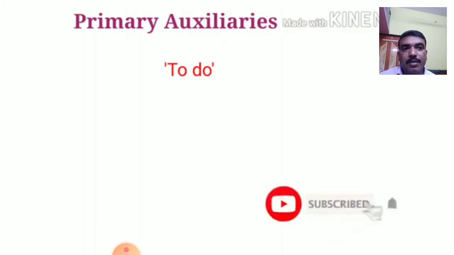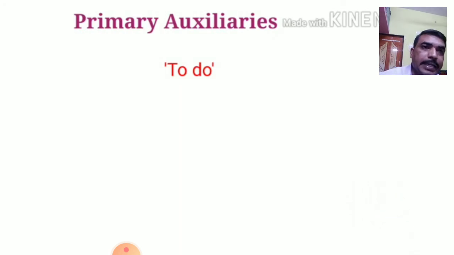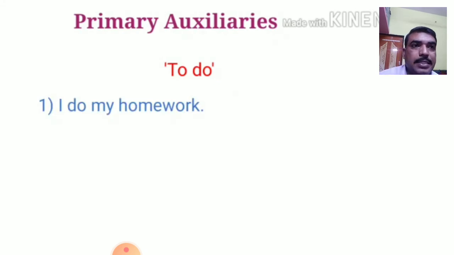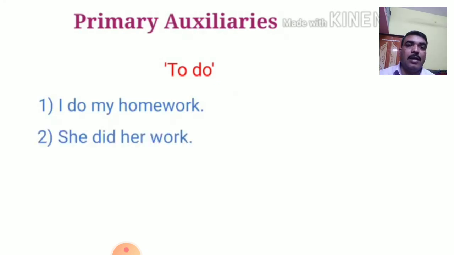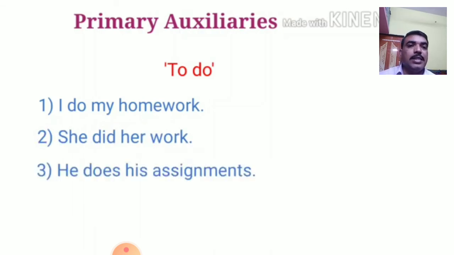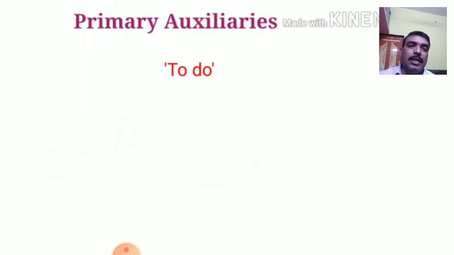Next is to do. In to do, there is a use of do, does, and did. In present tense, do and does are used, and in past tense, did is used. I do my homework. She did her work. He does his assignments. You have to keep in mind when to do verbs are used. With he, she, it, does is used in present tense. And in past tense, did is used.